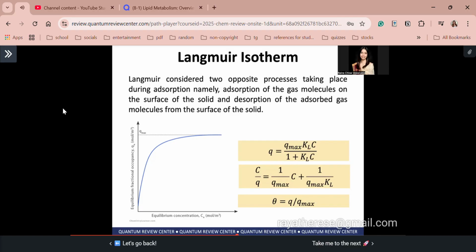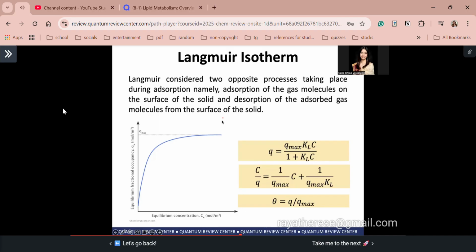So, this isotherm really fits well with chemisorption. Now, here, the adsorption rate is equal to the desorption rate. Meaning nito guys, yung number of molecules na dumidikit sa surface is equal to the number of molecules na umaalis sa surface. Para balance lang yung system. And lastly, there is no overlap between adsorbed molecules. Separated sila throughout the surface. So, these are the equations involved. First, we have Q is equal to Q max K_L C over 1 plus K_L C.